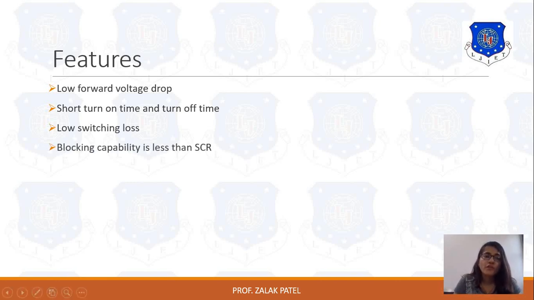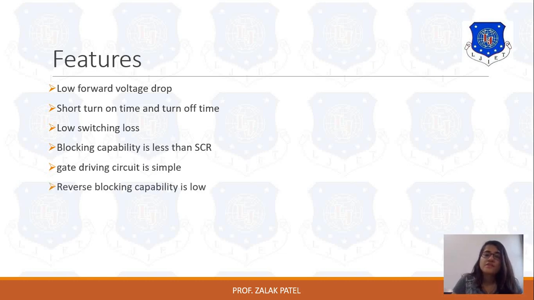Because of this low forward voltage drop, it has a blocking capability less compared to SCR. Also, the gate driving circuit is simple because, as we saw in the last slide, one MOSFET will drive the transistor and then the transistor will take conduction between the other transistors. So this gate driving circuit is very simple for the conduction. Also, reverse blocking capability is low because of the lower value of breakdown voltage. It also provides voltage control because of the gate terminal. So these are the various features of MCT.